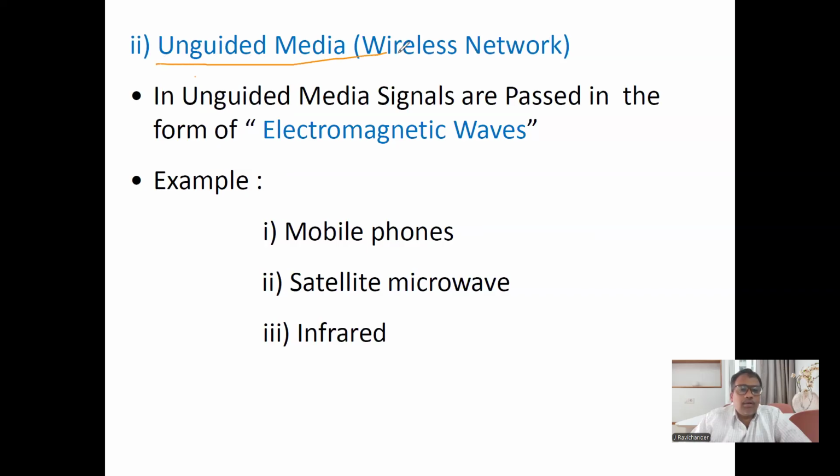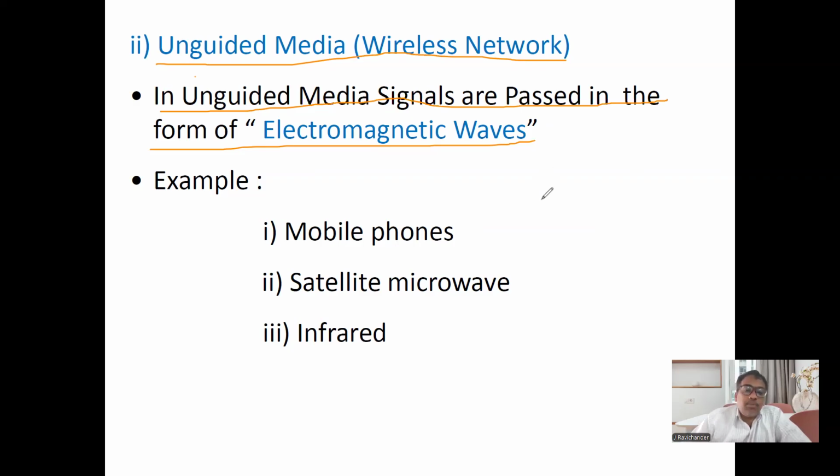Next, another one, unguided media, or wireless network. In unguided media, signals are passed in the form of electromagnetic waves. Unguided media means signals are transmitted through air. So through air, we can send the information in the form of EM waves, or electromagnetic waves.